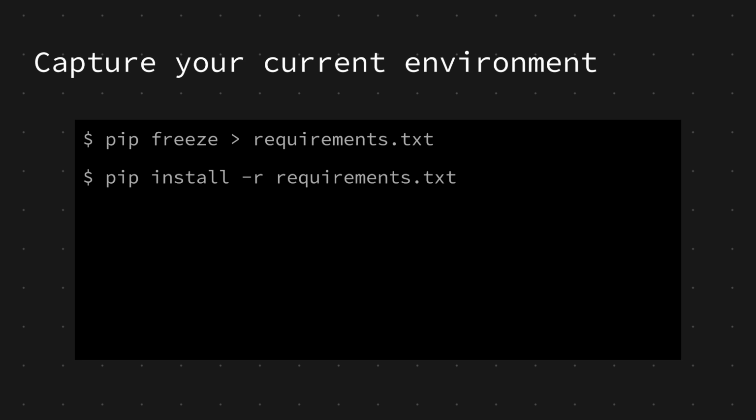One way you can capture your current environment is you can run pip freeze and pipe the output from standard out into a requirements.txt file. It doesn't have to be exactly this file, but that is the convention. And then if you want to use this file to reinstall it on a different machine, you can do pip install with the -r flag and then use that text file.